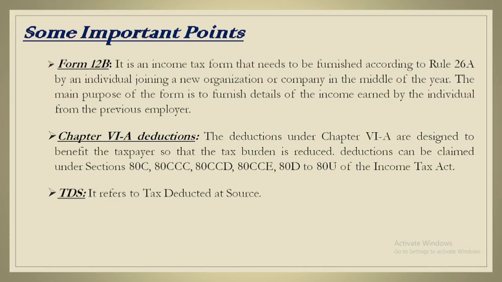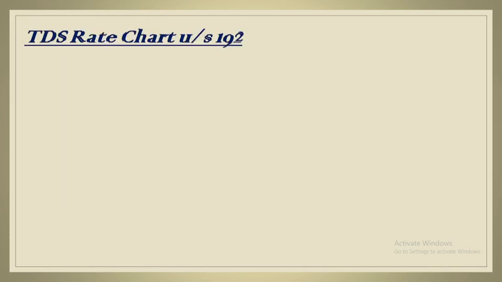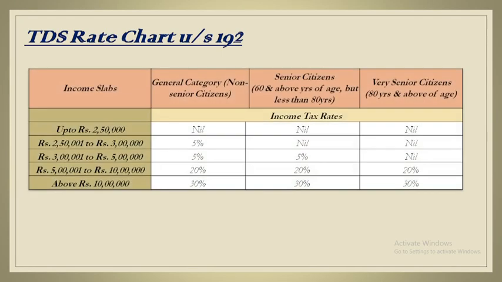Chapter 6A Deductions. The deductions under Chapter 6A are designed to benefit the taxpayer so that the tax burden is reduced. Deductions can be claimed under Sections 80C, 80CCC, 80CCD, 80CCE, 80D to 80U of the Income Tax Act. TDS. It refers to tax deducted at source. TDS rate chart under Section 192.